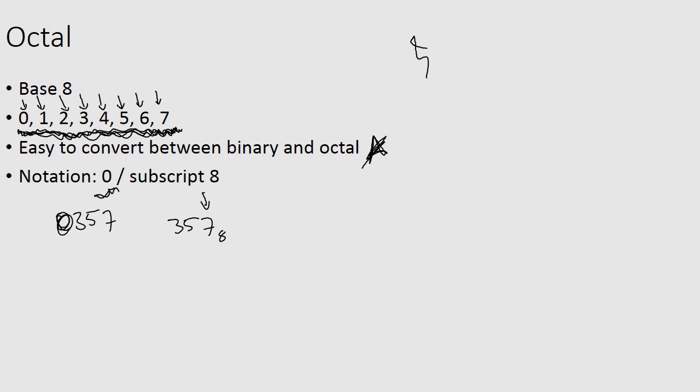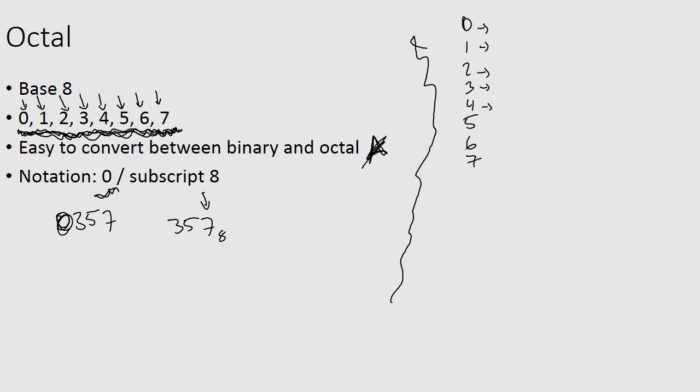Since I said it is easy to convert between binary and octal, first you should know that octal digits, from 0, 1, 2, 3, 4, 5, 6, and 7, can be represented by binary.